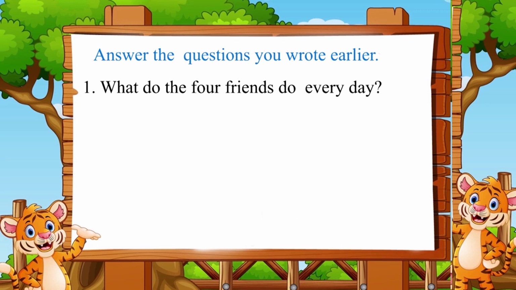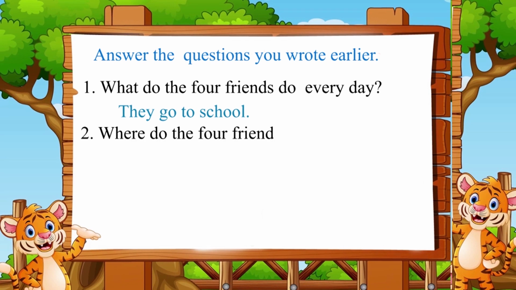If you said they go to school, you're right. They go to school. Number 2. Where do the 4 friends read books? If your answer is in the library, you're right.